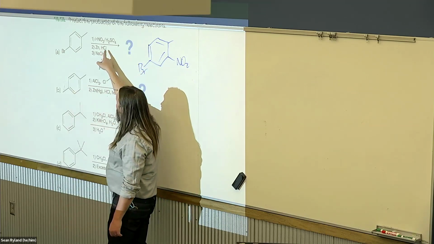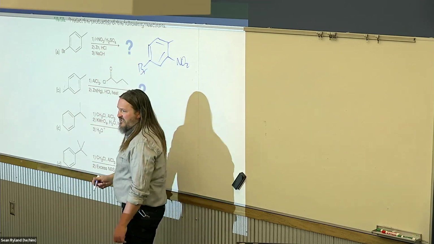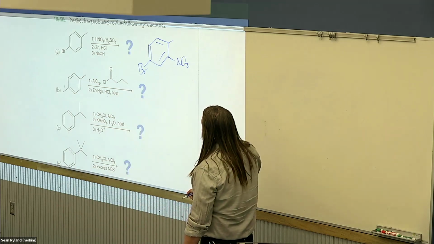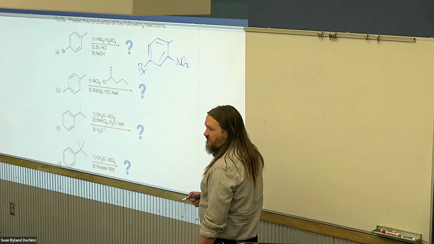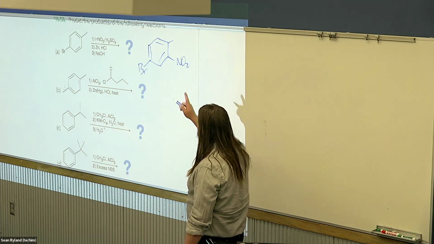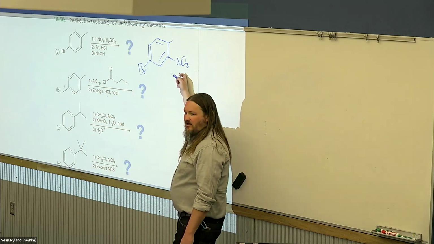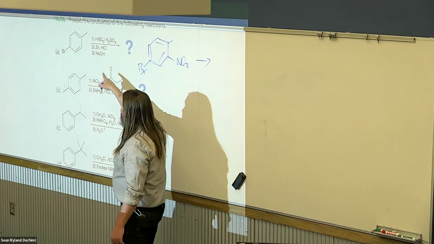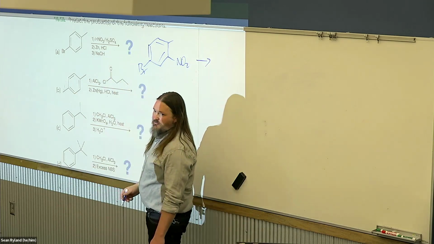Then we follow that up with zinc under acidic conditions. Which does what? Changes the nitro group to the amine. And then step 3 is part of step 2, right? That's just deprotonate the amine.